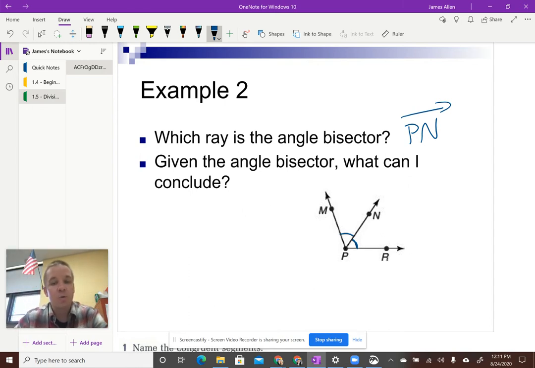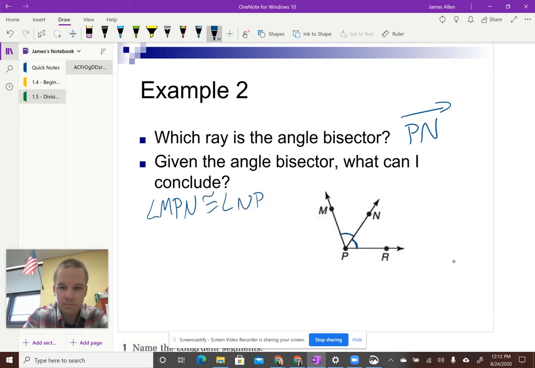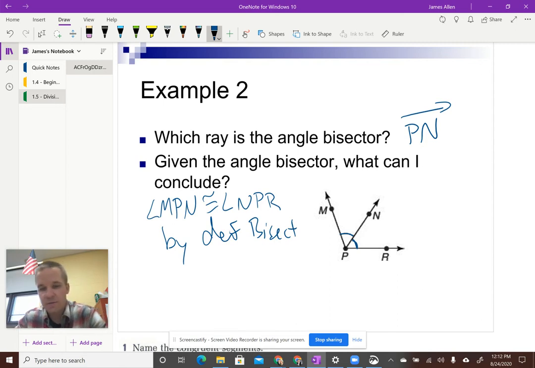Given the angle bisector, what can I conclude? Well, we can conclude angle MPN is congruent to angle NPR. And that'd be by definition bisect, or by definition angle bisector, something like that. This is a situation where, if you wanted to, you could have numbered these as 1 and 2 and written that in your proof to save a little bit of time, because they are two angles. There's not multiple angles within them. They're the small guys, the acute ones here in this case. All righty, let's continue.